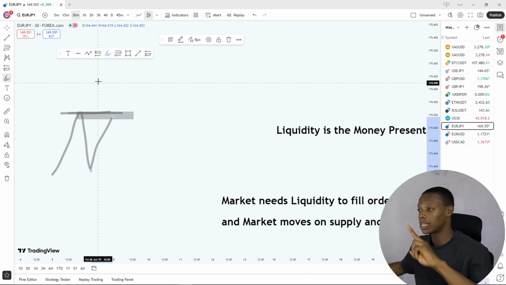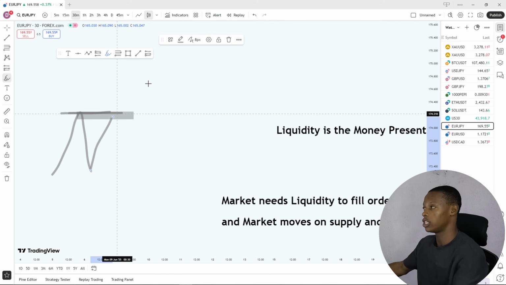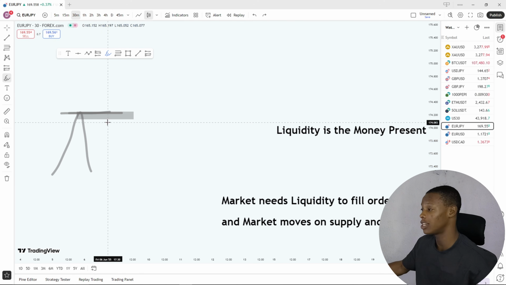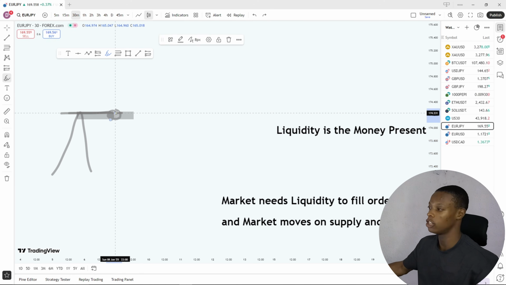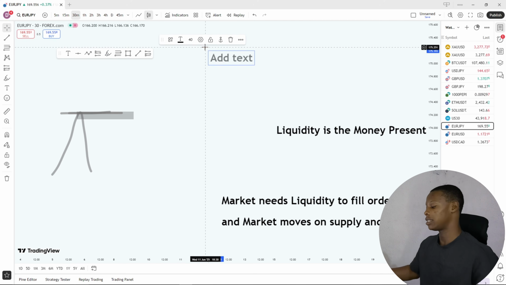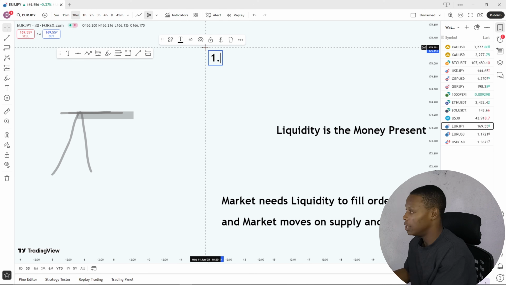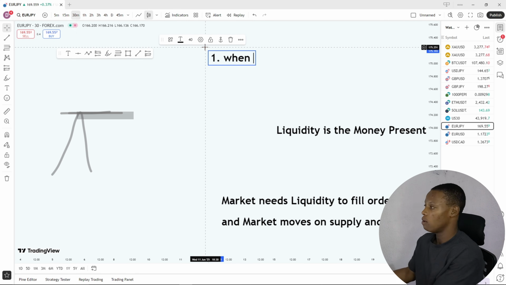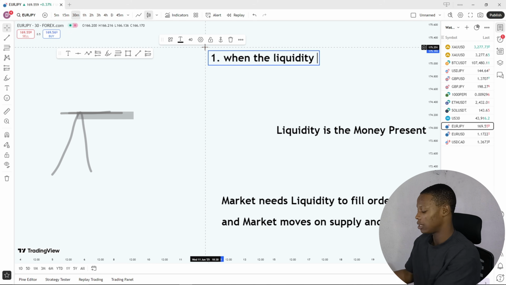There are two ways the market is going to get this liquidity to sell. For institutional traders to actually enter their sale at that supply level, there are two ways the market is going to get liquidity. The very first way is when there's already liquidity present in the market. In this case, liquidity is already present within the market.